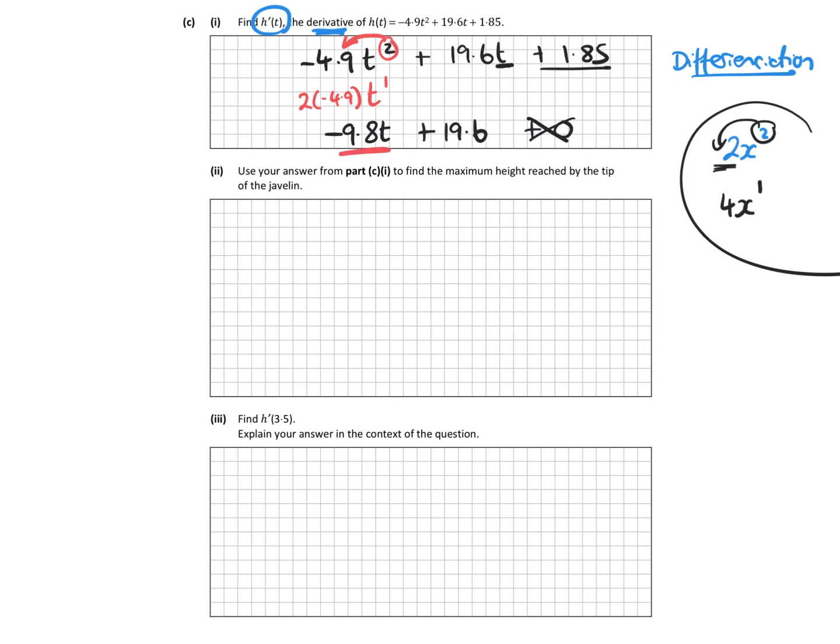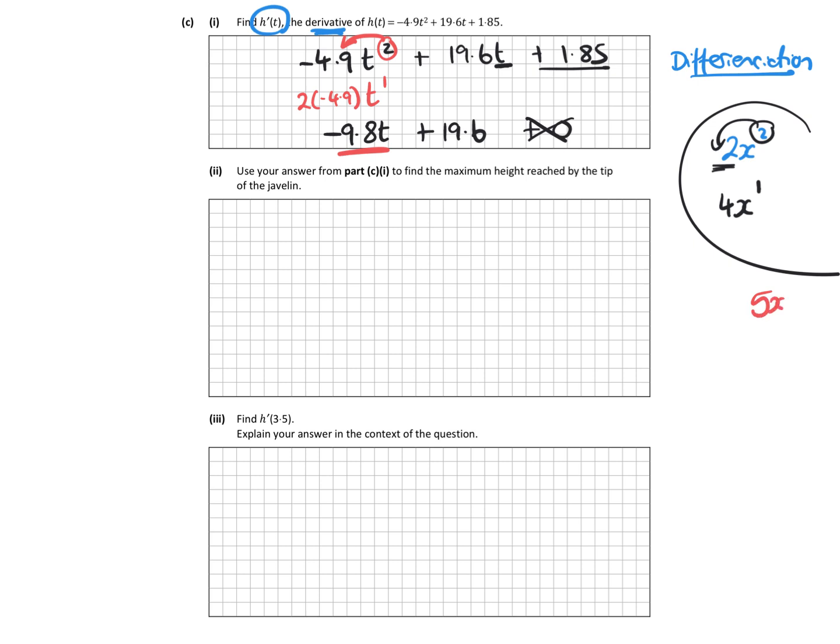Remember, if you had said to differentiate 5x, when you differentiated, you lost the x. So if you differentiate 19.6t, it's going to work out to be 19.6. And if you had a number and you differentiated it, it always went to 0. So the final answer there is minus 9.8t plus 19.6. Very doable. Use the answer from part C to find the maximum height reached by the tip of the javelin.